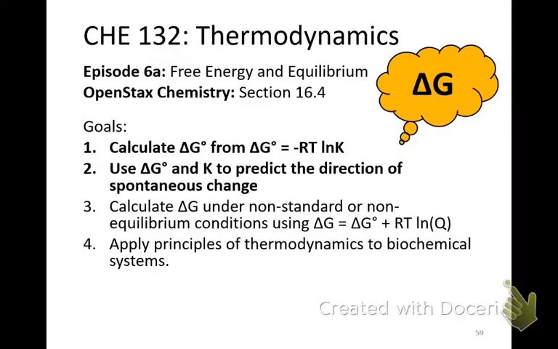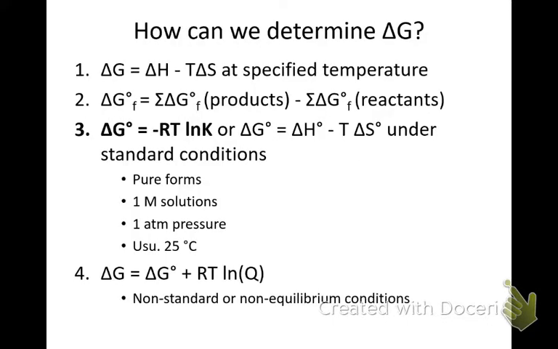So this is the first one, and we're going to talk about calculating delta G from delta G equals negative RT ln K, and using that to predict the direction of spontaneous change, how both delta G and K are helping us to determine that. So once again, we're working through all of these possibilities for calculating delta G.